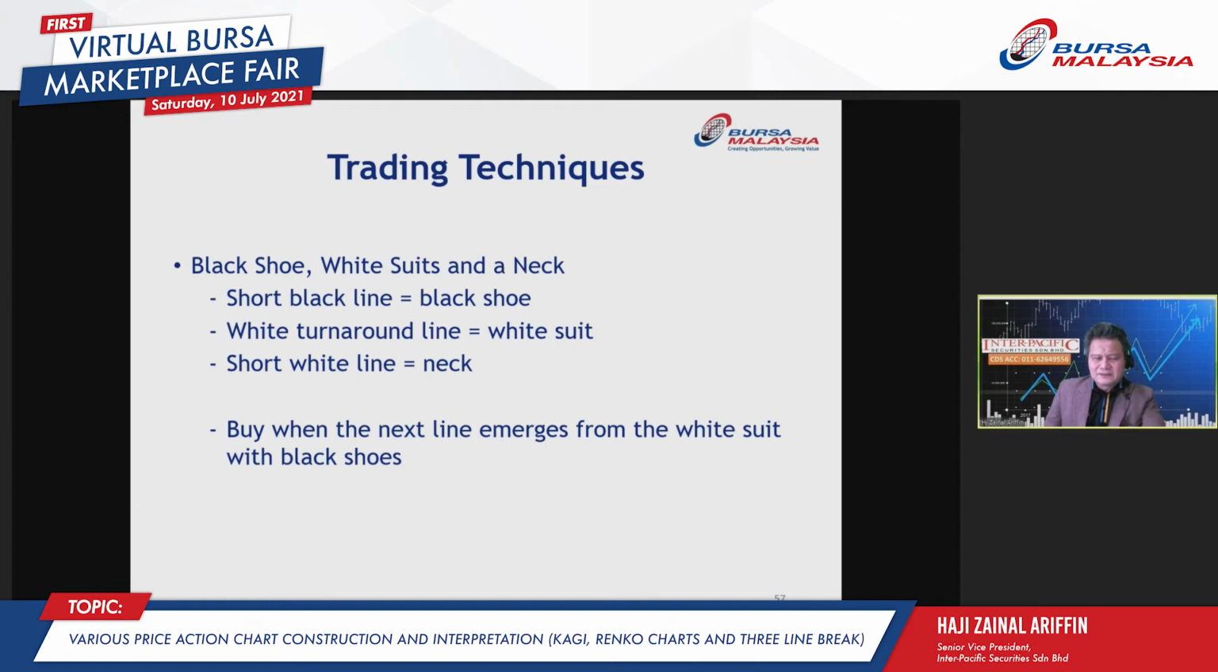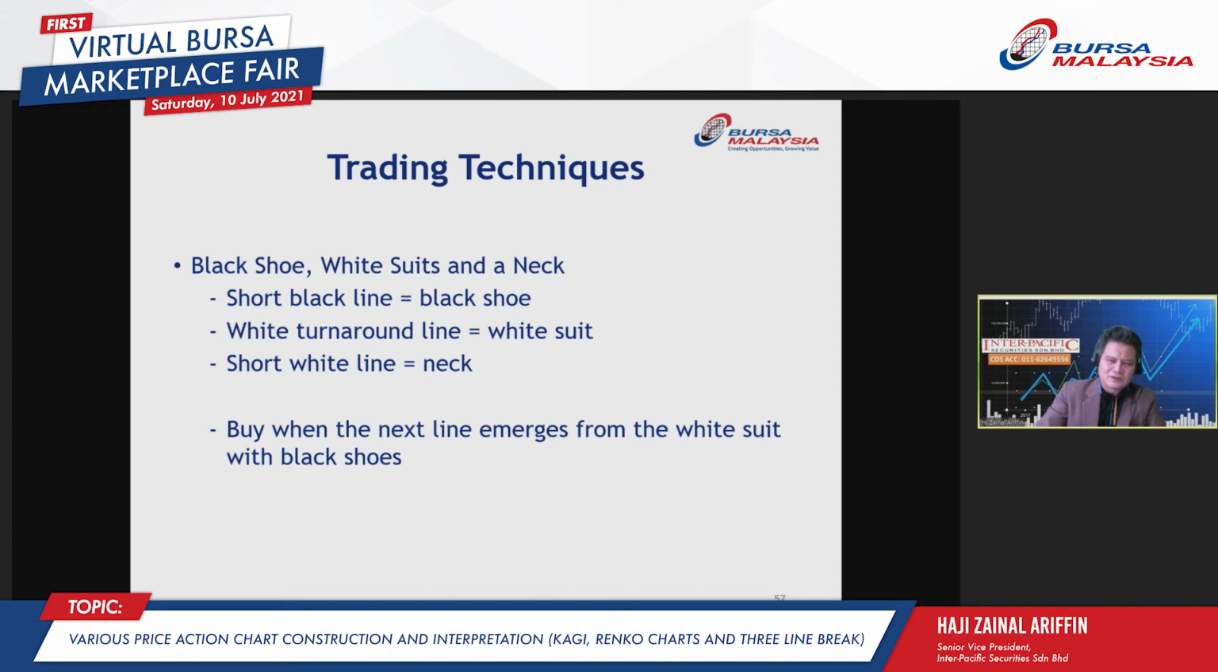One of the best techniques, something very special to this technique, is what we call black shoe, white suit, and a neck. This is very special to this three line break. In Kagi, we call it three Buddha. That is a reversal. This is also a reversal pattern. White shoe, white suit, and a neck, or black shoe.